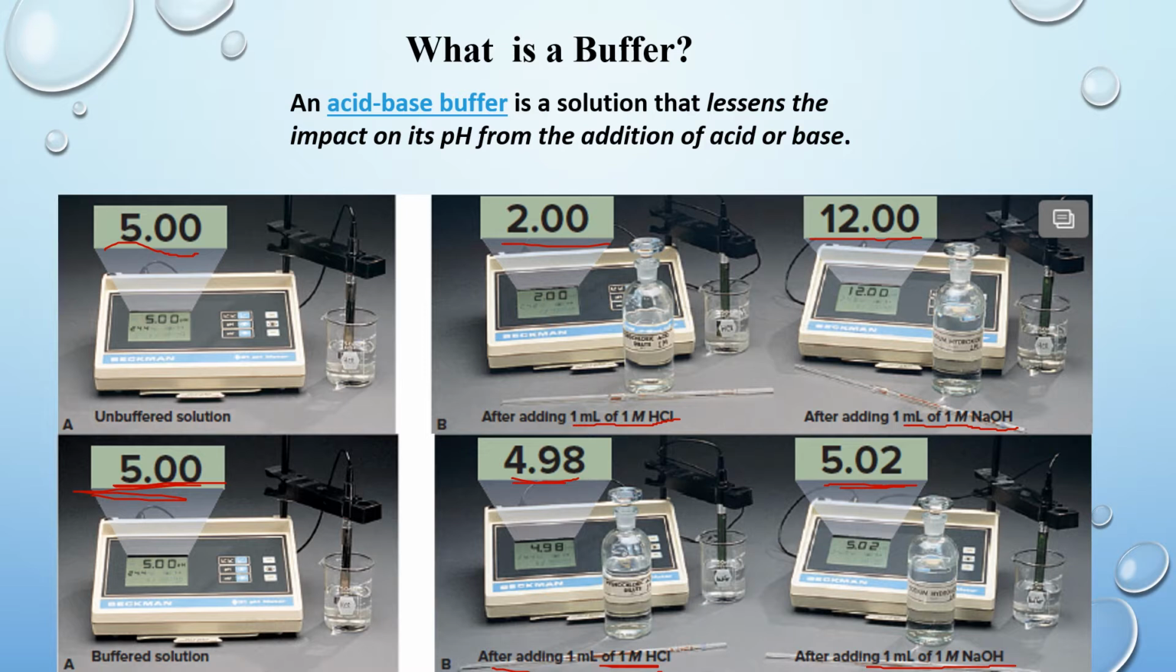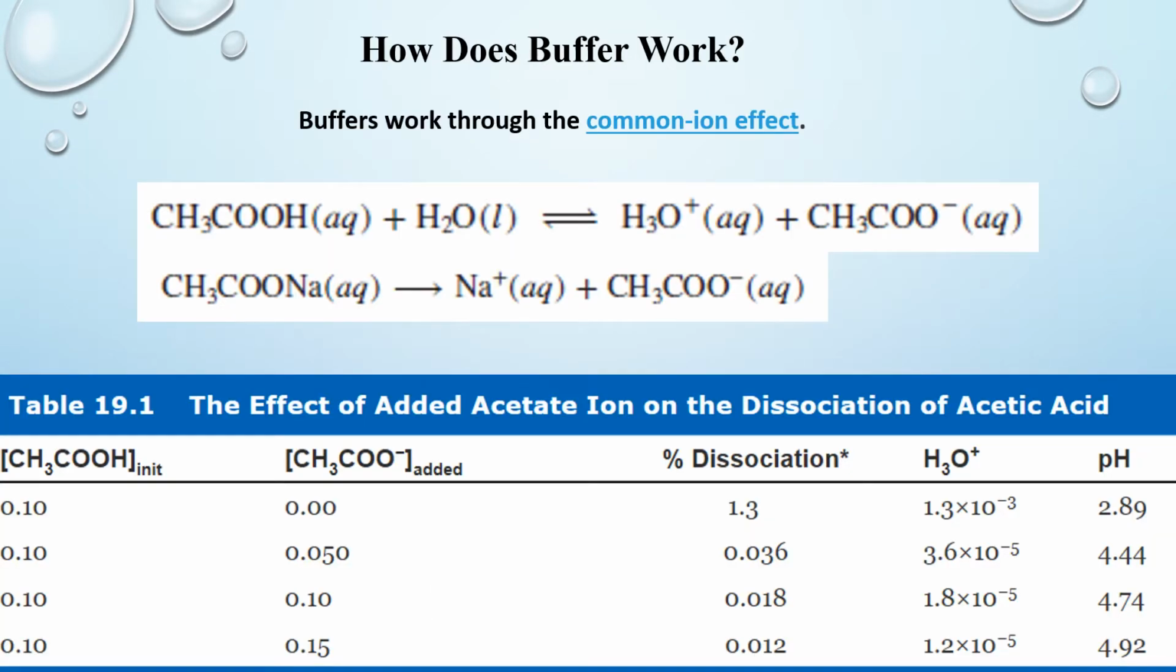Now you may wonder, how does a buffer work? Why can the buffer avoid the change of pH, or not say avoid, but lessen the impact on pH from the addition of acid and base? The buffer works through an effect called the common ion effect. For example, if you dissolve acetic acid in water, because it's a weak acid with a very low Ka value, it only partially dissociates. So it generates a little bit of proton and also its conjugate base.